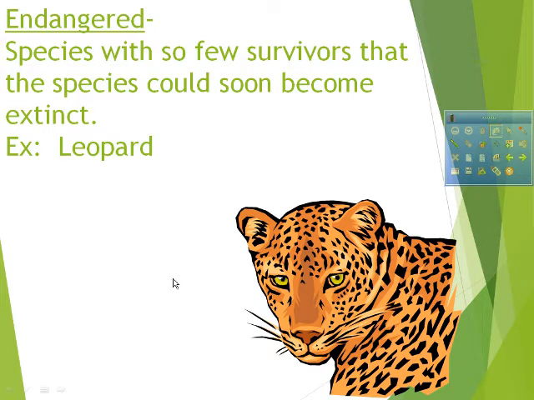Endangered is very similar to ecological extinction. Endangered would probably have more individuals than ecological, but it's on its way to that. So few survivors that they're in danger of becoming extinct. For example, the leopard.